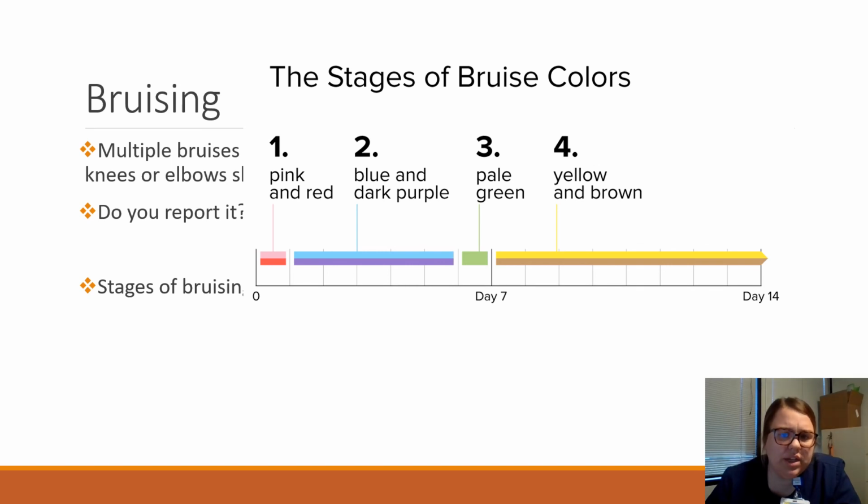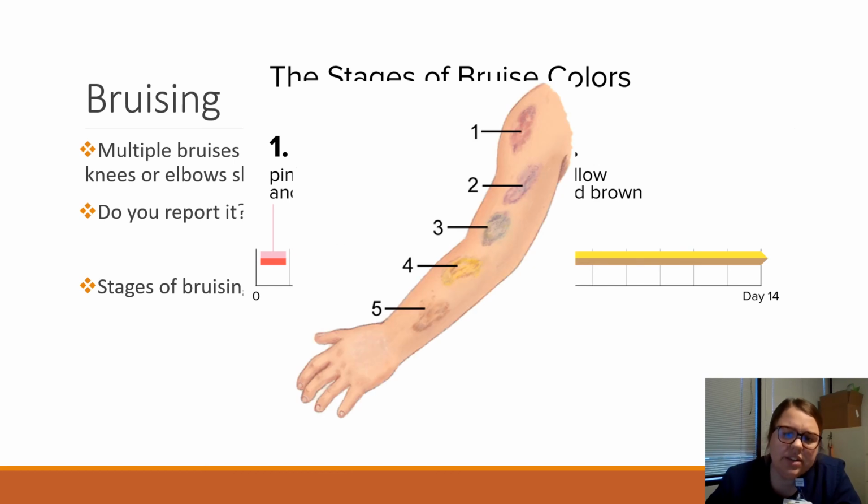So stage 1, pink, red, so that's day 1. Until maybe day 5, it starts turning purple, that dark purple and that blue. Day 7, it'll start having that pale green color. And then until it completely heals and goes away, it's going to have that yellow-brown color. So here's another example. So stage 1, you have that pink color, then it turns purple, then it goes yellow, a little brown here.